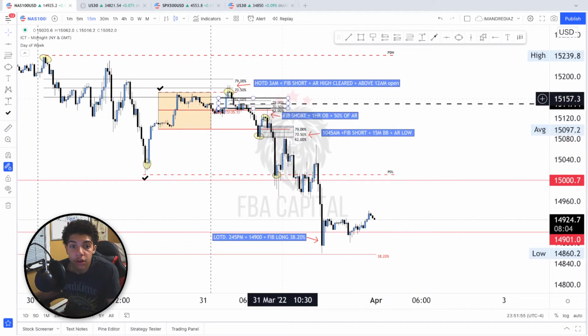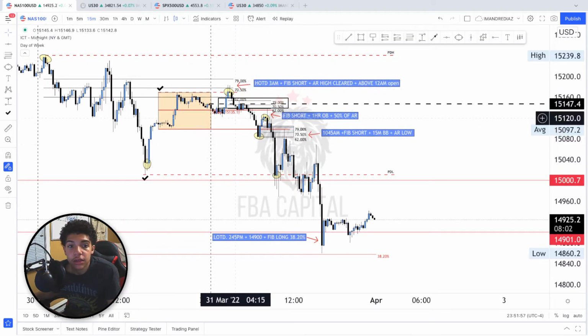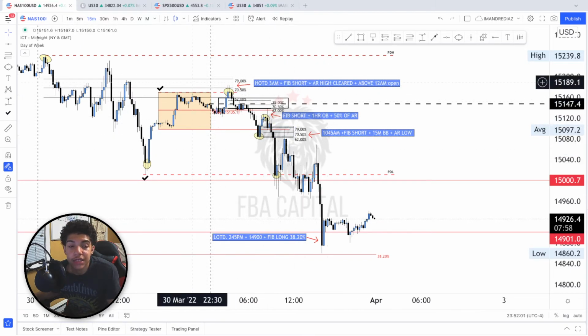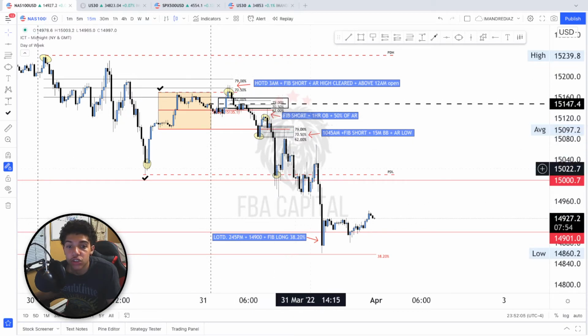It was a clean bearish London continuation. There was a lot of fib moves that you could have caught, but that's usually what happens with these trending days. You're able to catch easy retracements because price is just trending in a specific direction.